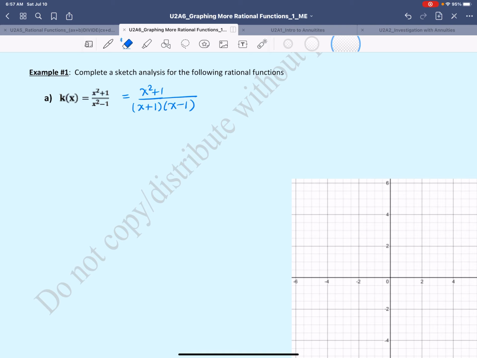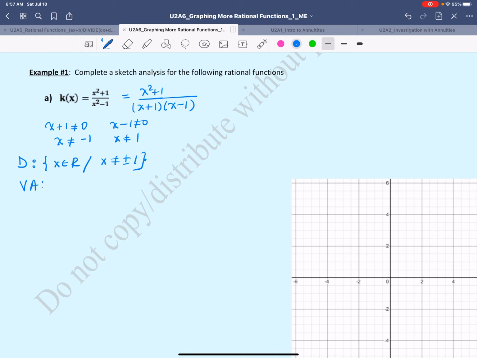And this will help me determine the restrictions. So we'll say x plus 1 is different than 0, and x minus 1 has to be different than 0. So x is different than negative 1 and different than positive 1. So the domain of the function would be any real number x such that x is different than plus or minus 1. And since we're here, let's state the asymptotes, which will be at x equals positive 1 and negative 1.